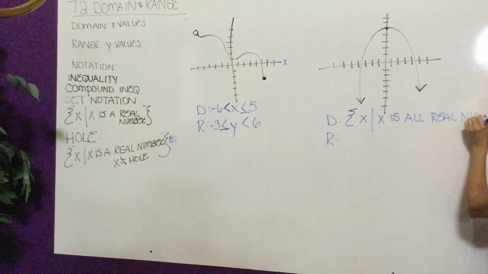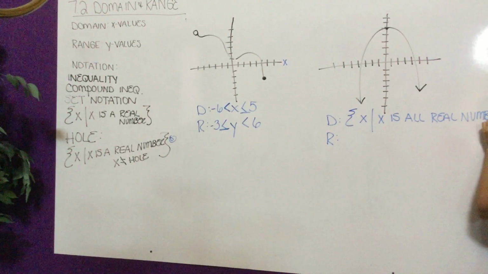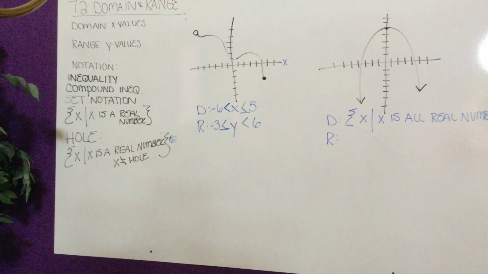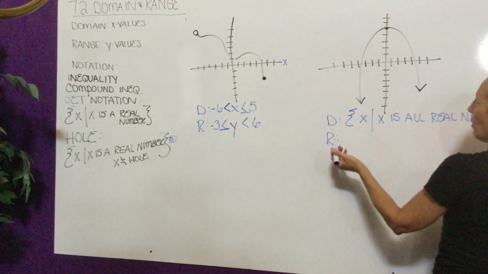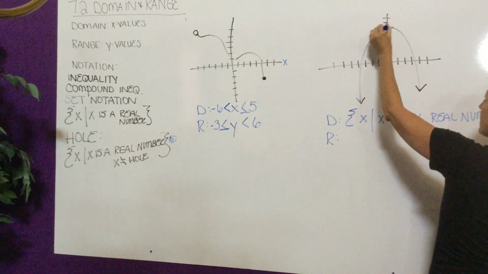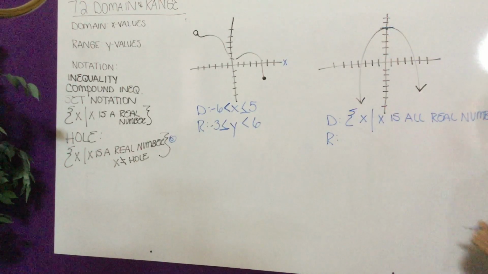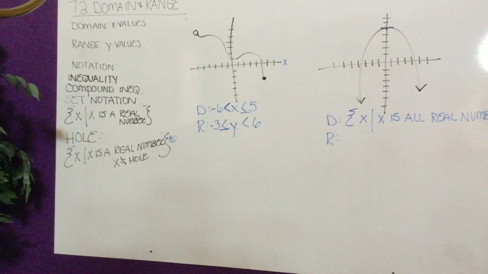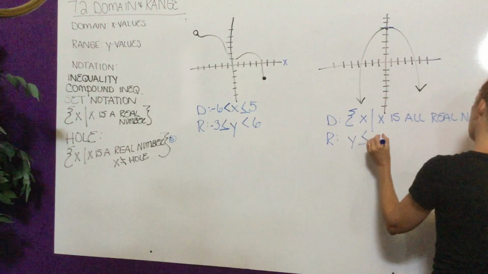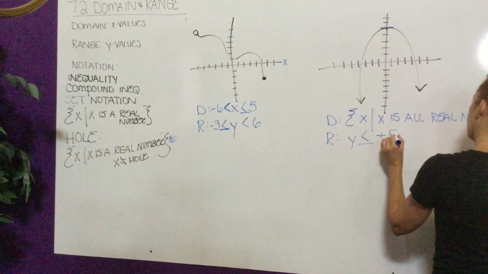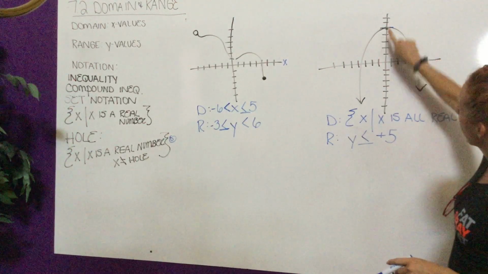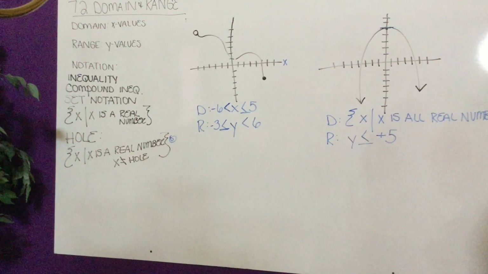Oh, I'm going to show you one real quick with a hole in the graph too, so that you have an example of that in your notes. And then the y value, it looks like positive 5 is the highest, and then it's all the values under that. So y is any number less than or equal to positive 5. And because it does hit that point, you include the line underneath.